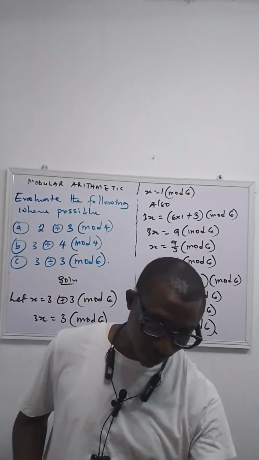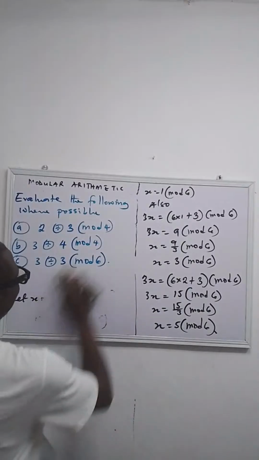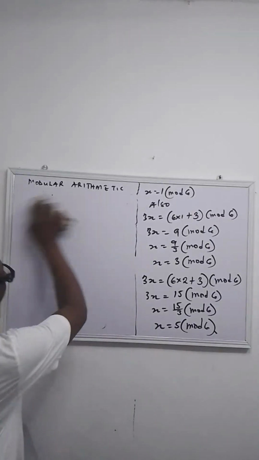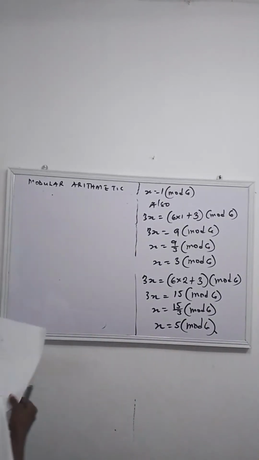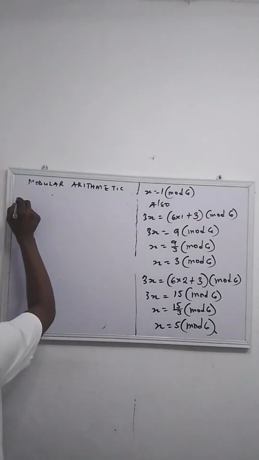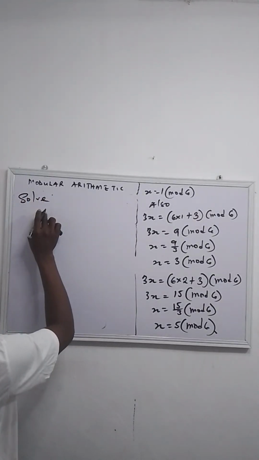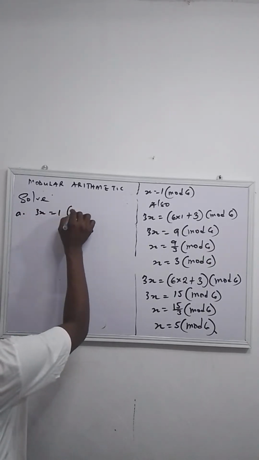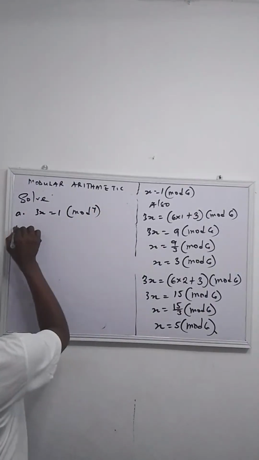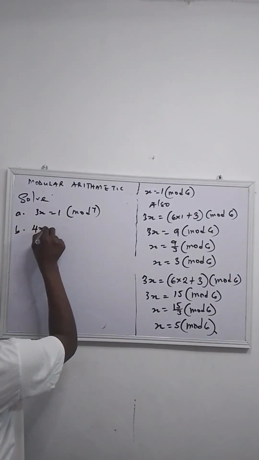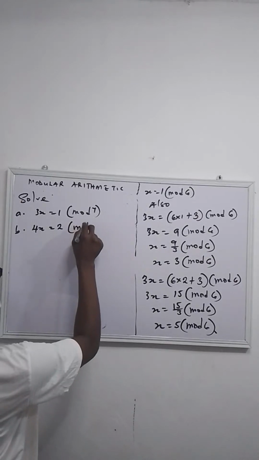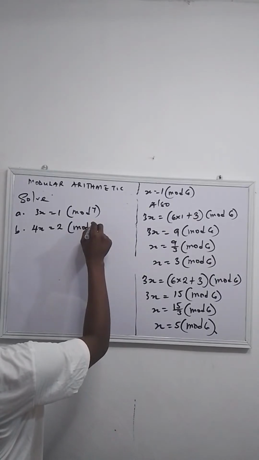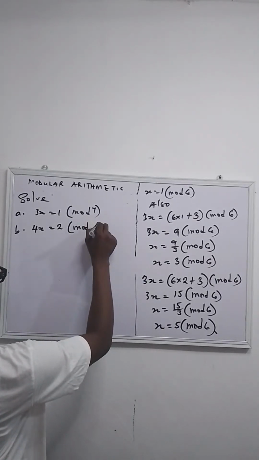All right, so let's do that. Let's look at another question very fast. This is a modular equation. So you have to solve (a) 3x equals 1 mod 7 and (b) 4x equals 2 mod 4.